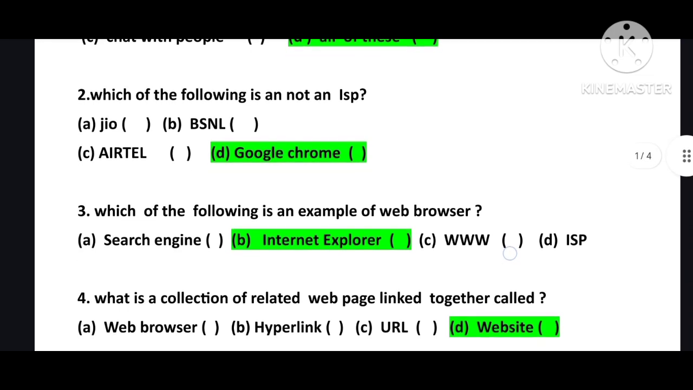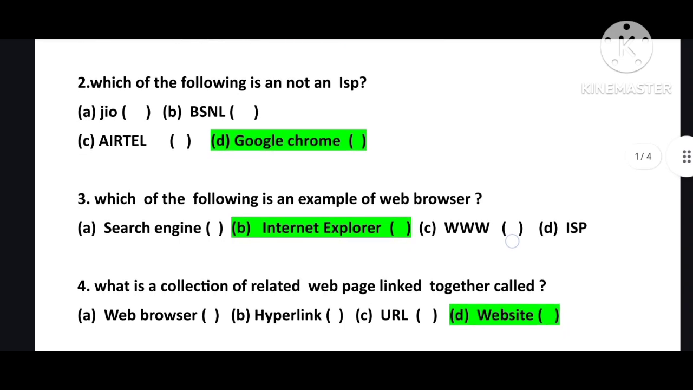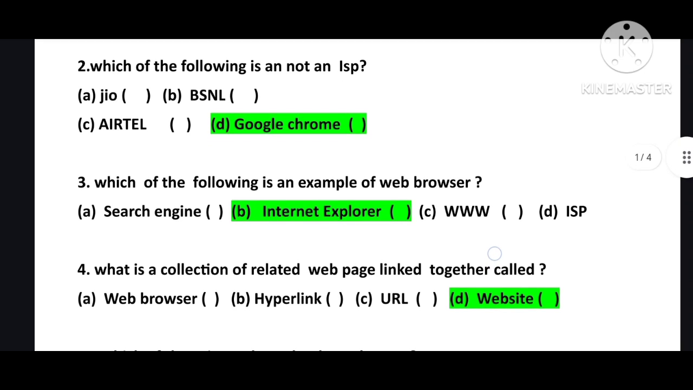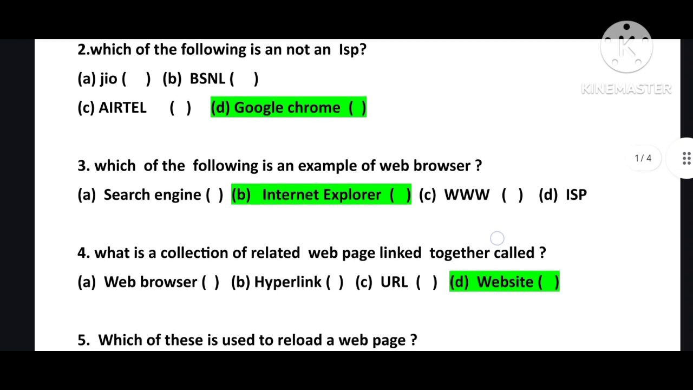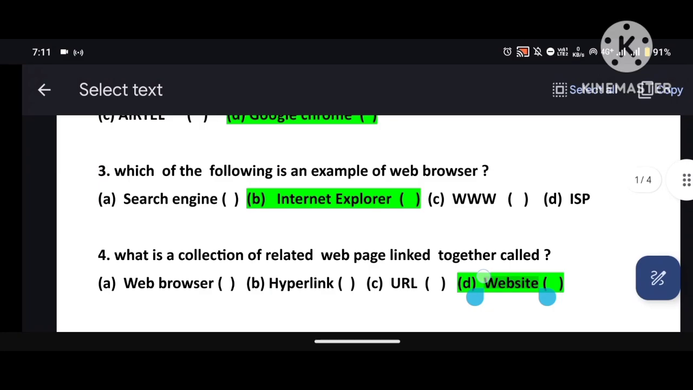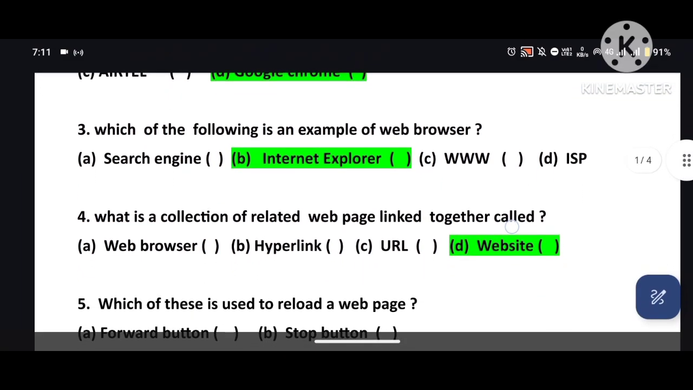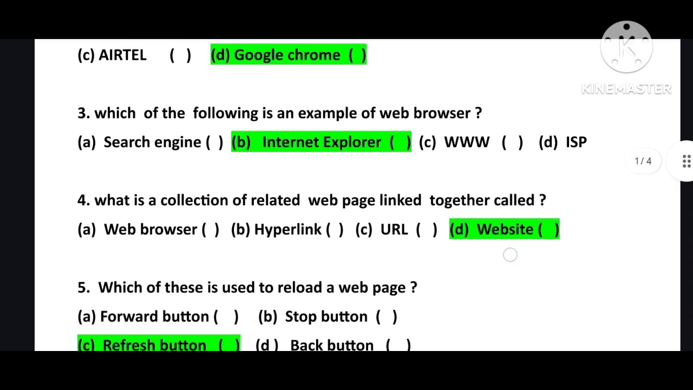Our next question is, which of the following is not an ISP, meaning internet service provider. Jio provides internet, BSNL provides internet, Airtel also provides internet, but Google Chrome does not provide internet. So our answer will be Google Chrome.